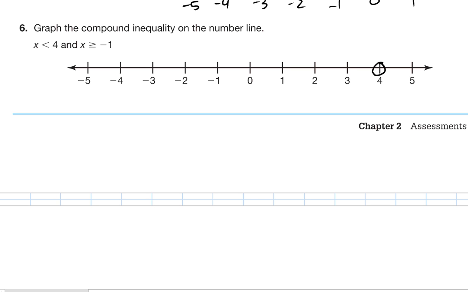But x's are greater than or equal to -1. So here's -1. They can be -1, so I'm putting in a solid dot, and I'm going this direction. So x's are all those things that are in between these two, right? X's are the things that are greater than -1, and x's are the things that are less than 4.